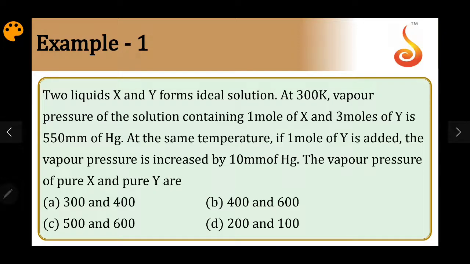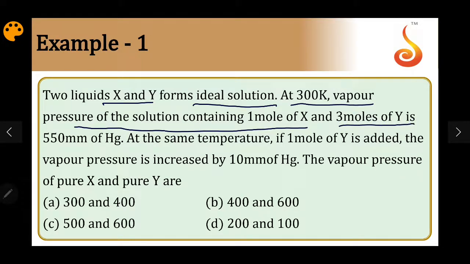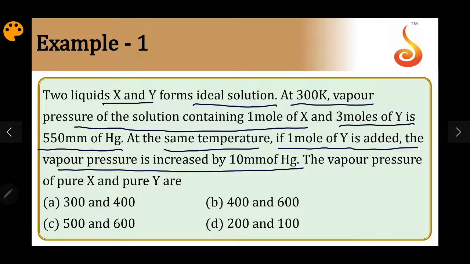Two liquids X and Y form an ideal solution. At 300 Kelvin, the vapor pressure of solution containing 1 mole of X and 3 moles of Y is 550 millimeters. At the same temperature, if 1 more mole of Y is added, the vapor pressure is increased by another 10 mm of mercury. So what is the vapor pressure of the pure components X and Y? So we'll go to the solution.